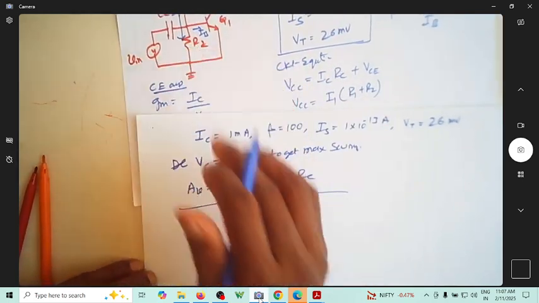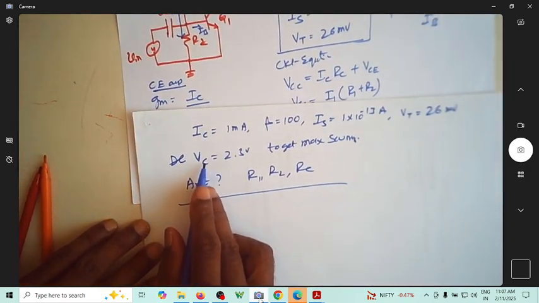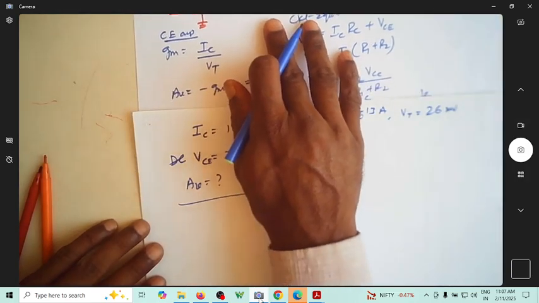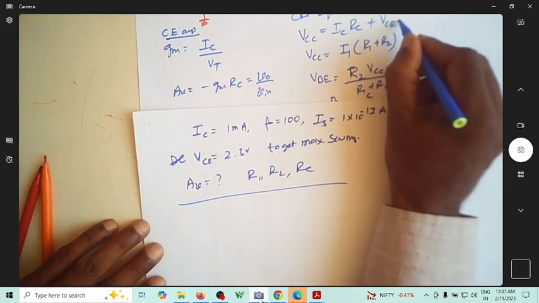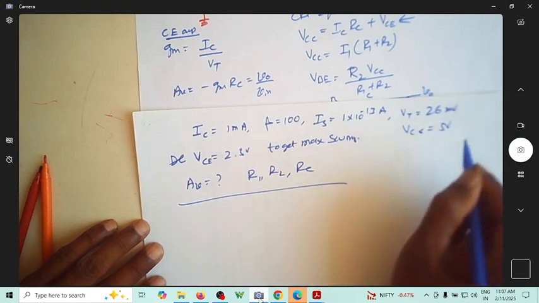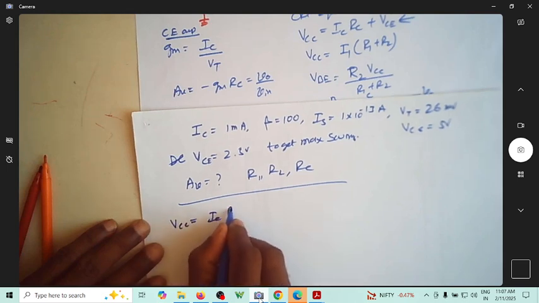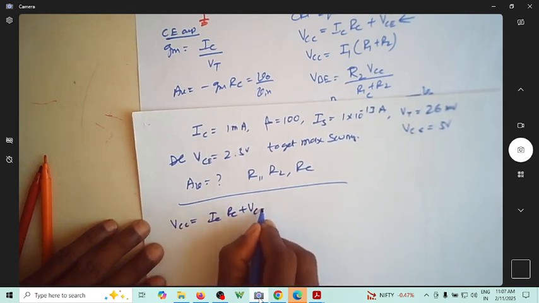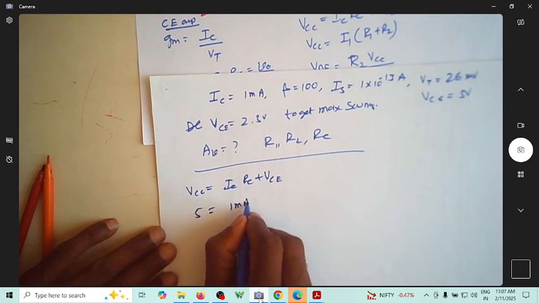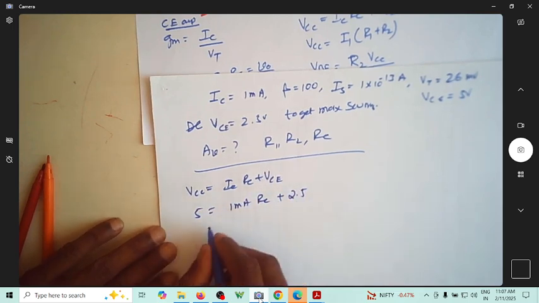So this is my circuit diagram. Since we know that this VC is nothing but VCE, I can use this equation, but of course we are assuming VCC to be 5 volt. So from the equation VCC is equal to IC RC plus VCE, this is 5 is equal to 1 milliampere times RC plus 2.5.